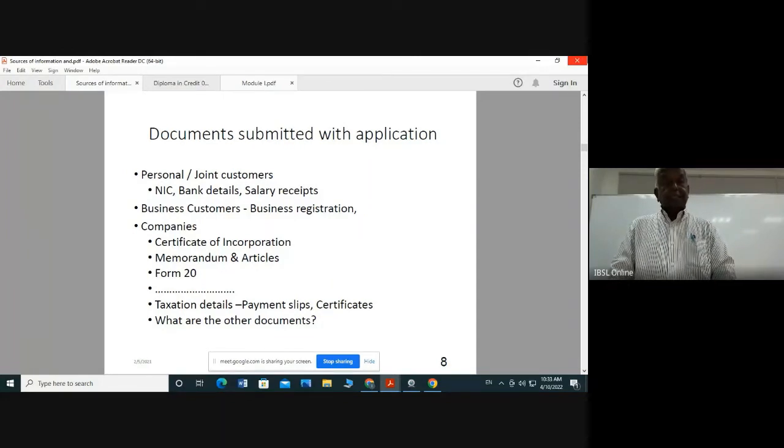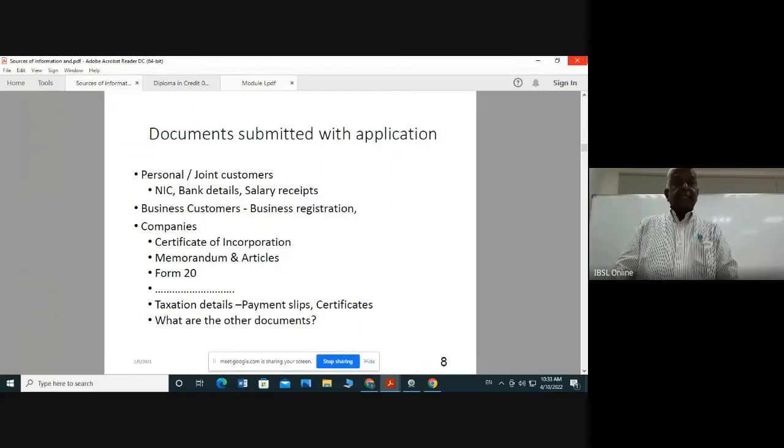In the case of business customers, a business registration certificate you have to give. And in addition, if it is a local government license, a copy you have to give. That is Pradeshiya Sabha or Municipal Council, Town Council, Urban Council, they issue the license. Business license, annually it should be renewed. So that copy you have to give.